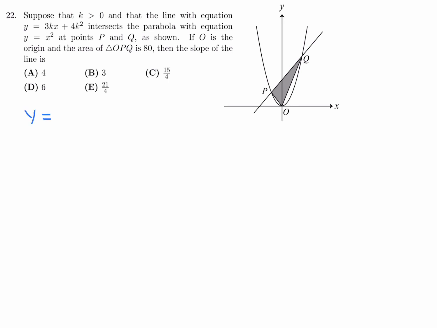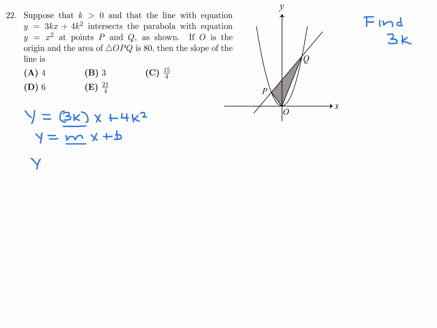Our line here is y is equal to 3k times x plus 4k squared. And since all lines are of the form y equals mx plus b, where m is the slope, the slope is 3k. So essentially the question is asking me to find what is the value of 3k. If I do that, I'll be done with the question.